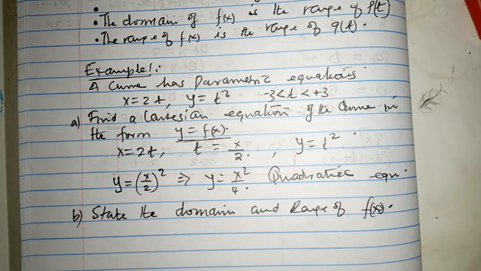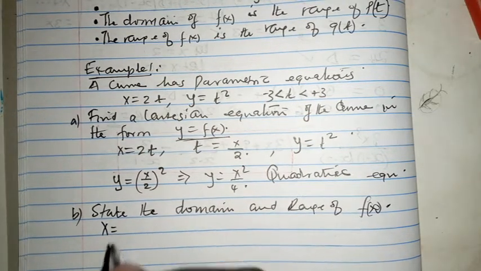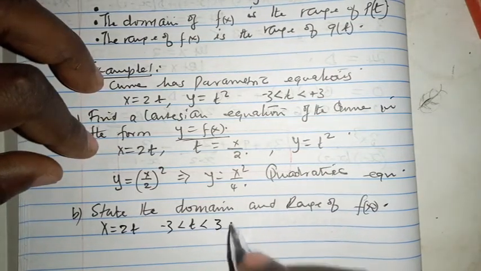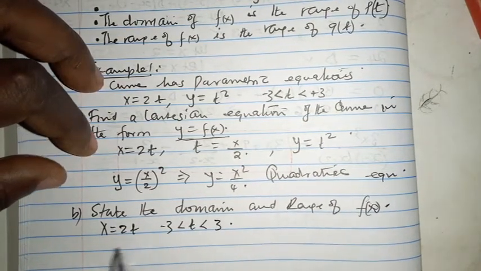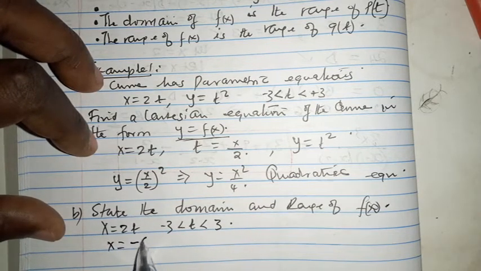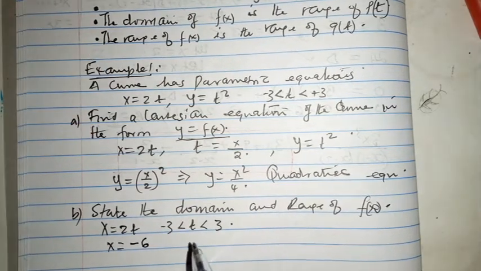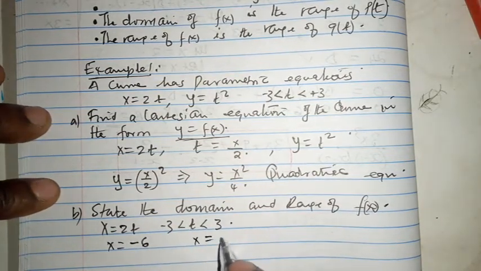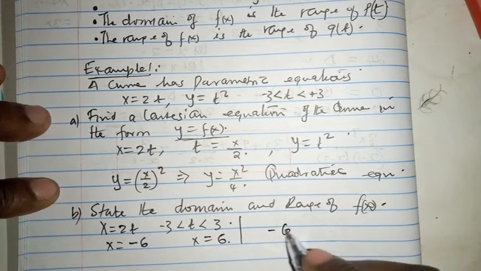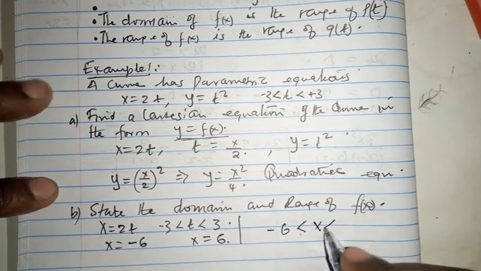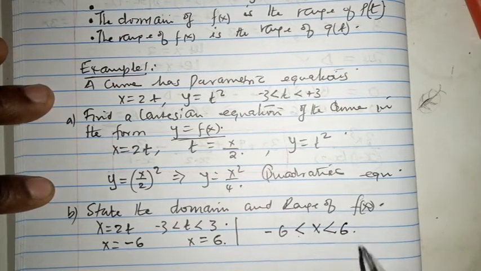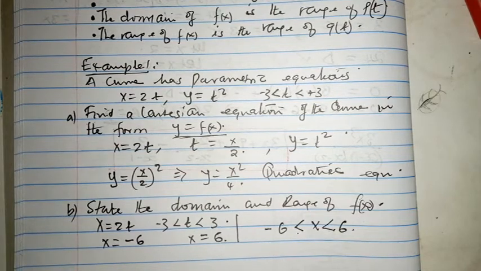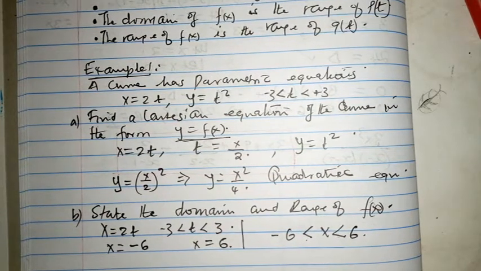And the moment we're talking about the domain, when x is equal to 2t and t itself is all the way from -3 to 3, substituting the least value here, x is going to be -6 on the lower side, and x is also going to be +6 on the upper side. So x is greater than -6 and less than +6. And to me, this is the domain.